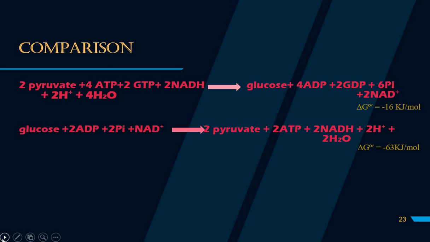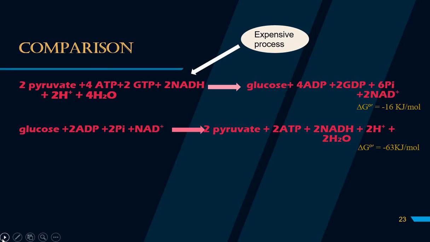So the total comparison between the glycolysis pathway and the gluconeogenesis, the first reaction is gluconeogenesis and the second one is glycolysis. Idhula pathina 2 molecules of pyruvate is being consumed for producing 1 molecule of glucose, which proves it is an expensive process and energy consuming process. The amount of free energy liberated here is minus 16 kilojoule.